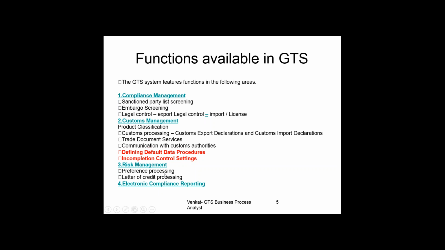Before this, we have to discuss one more module, that is risk management. As of now, we have discussed compliance management: sanction party screening, embargo, legal control, import and export, product classification, and then customs export declarations, customs import declarations, trade document services, communication with the customs authorities, incompletion control settings, and defining the default data process. The rest of the two submodules are risk management, which is divided into two application areas, and the last one is electronic compliance reporting.